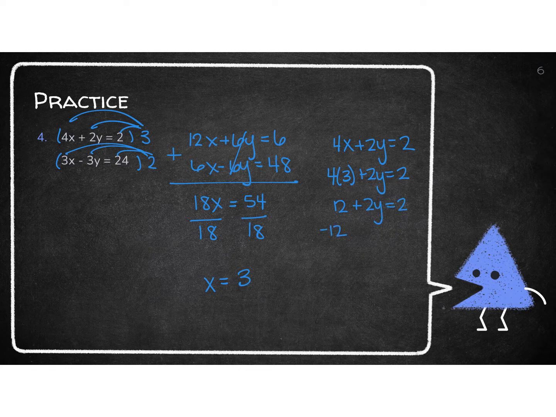We're going to subtract 12 from both sides. So I'm going to get 2y equals -10. Divide by 2, so we're going to get y equals -5. And now we just have to write that as a point. So my x is going to be 3. My y is going to be -5.